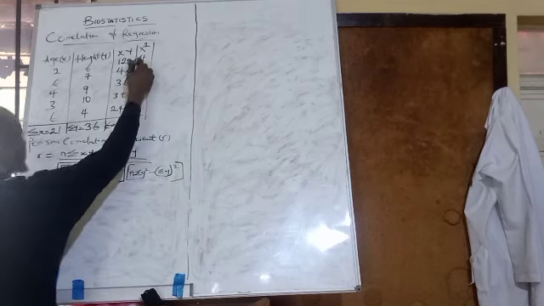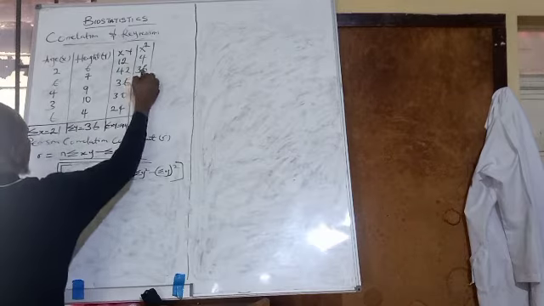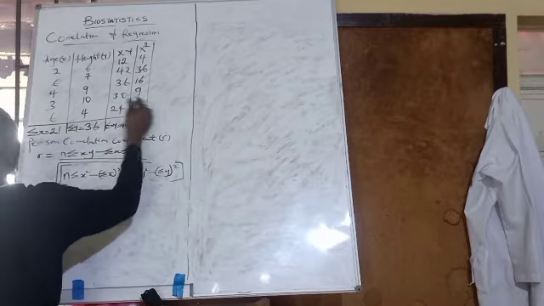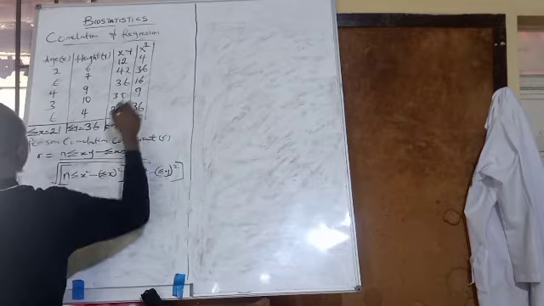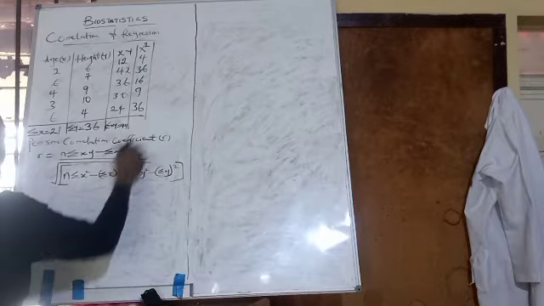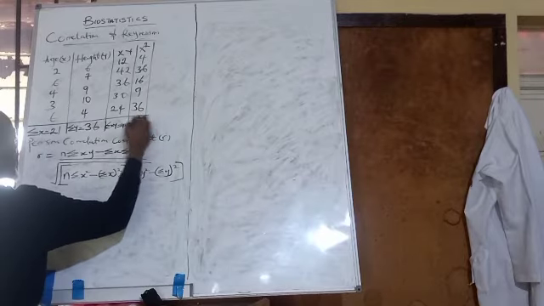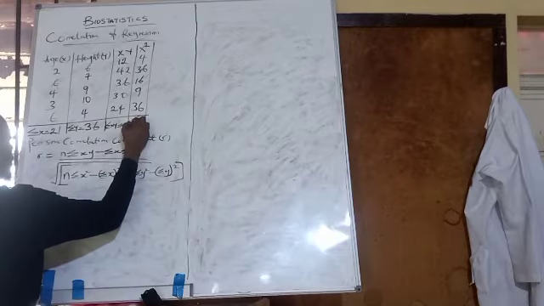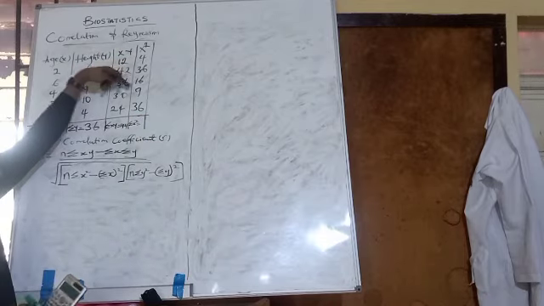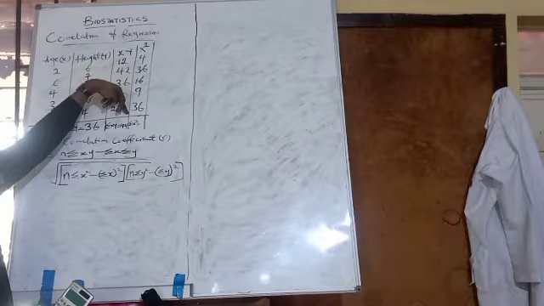6 squared is 36. 4 squared is 16. 3 squared is 9. 6 squared is 36. So the next thing is to get the summation, sigma s squared. So sigma s squared is, we add everything together: 4 plus 36 plus 16 plus 9 plus 36.